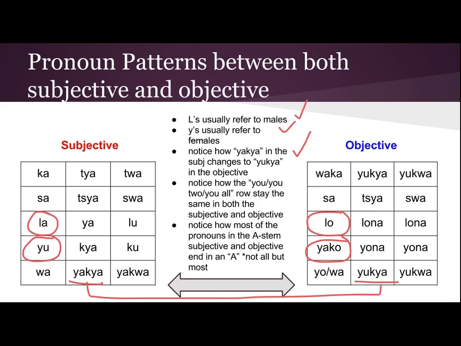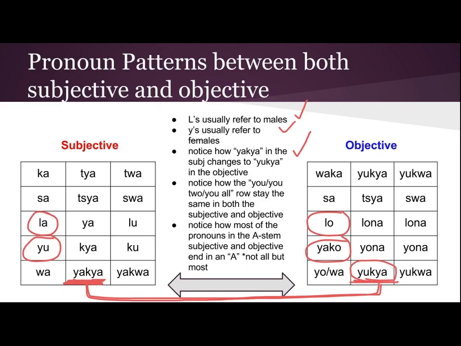In the subjective, it is always a YAK and the ending. In this case, it's YA. Well, that A in YAK changes to a U in the objective. So yagya changes to yungya in the objective, okay?